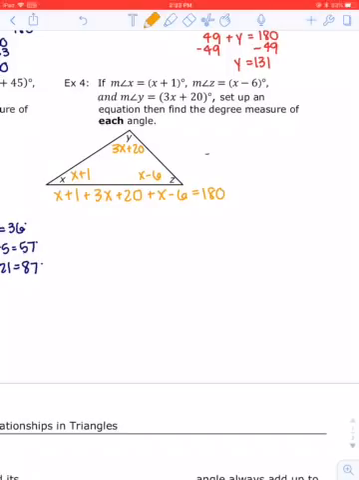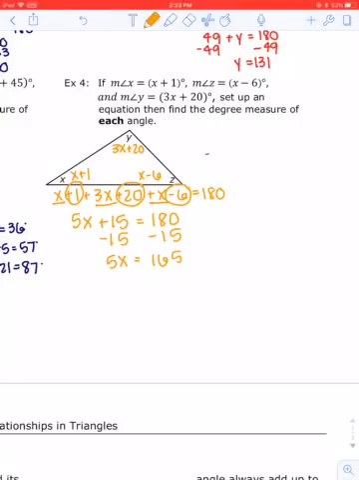Then I combine my like terms. So that's a like term, like term, like term. I'm going to group these. And when I do that, I get 5x plus 15 equals 180. I want to isolate my variable, and I get 5x equals 165. Divide by my coefficient of 5, and I get x equals 33.